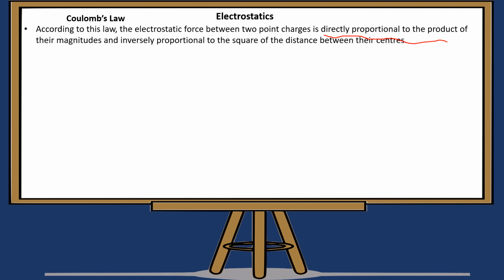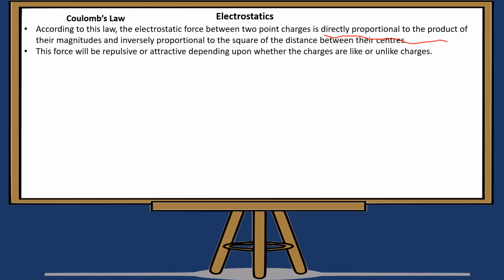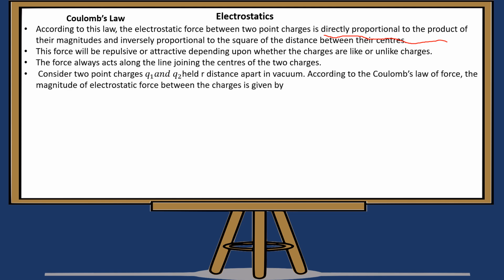So what is the statement? What does the law state? Electrostatic force between two point charges is directly proportional to the product of the charges and inversely proportional to the square of the distance between them. This force can be attractive or repulsive depending upon whether the charges are like or unlike charges. The force always acts along the line joining the centers of the two charges.